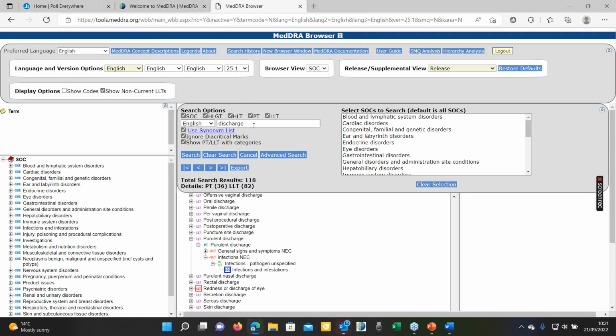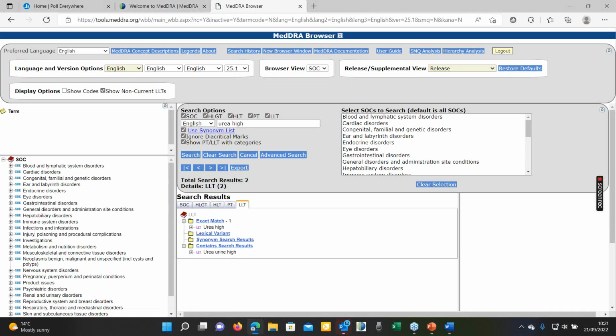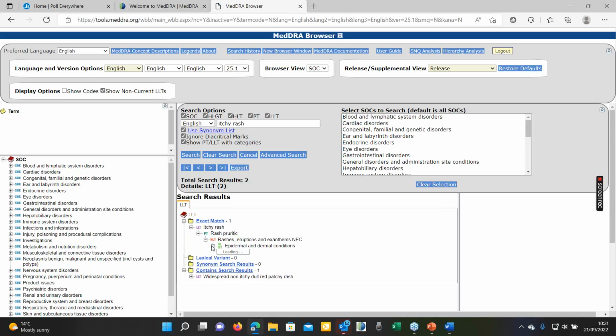There we go, there's the browser. So let's have a look in the browser. Well, I'm sure we all know we can find urea high, there's nothing clever there, we type it in. And there it is, urea high as an LLT with a PT of blood urea increased. Itchy rash is also a term in MedDRA, a combination term capturing the fact the rash is itchy. And there's that one. So the high urea is an investigation term. The rash is with the other rashes in the skin and subcutaneous tissue disorders SOC.